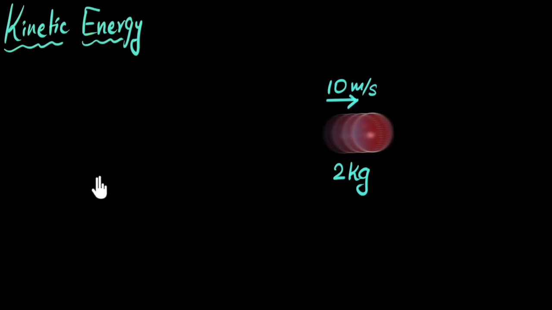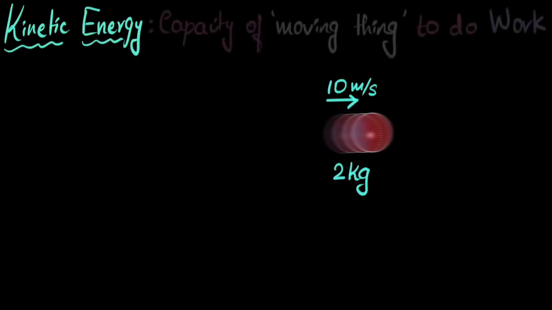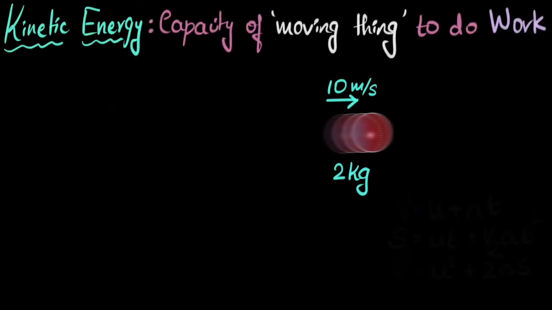Now, there is more than one way to derive things, right? So over here, we'll take a little different approach compared to the standard textbook derivation. We will use a definition of energy to derive things. So what is energy? Energy is the capacity to do work, right? So what is kinetic energy? Kinetic energy would be the capacity of moving things to do work.